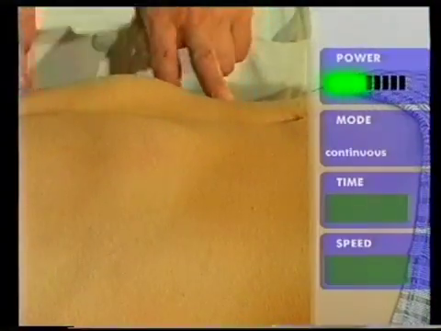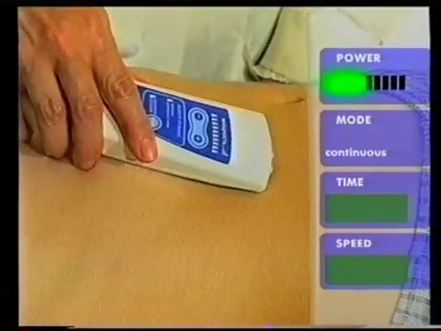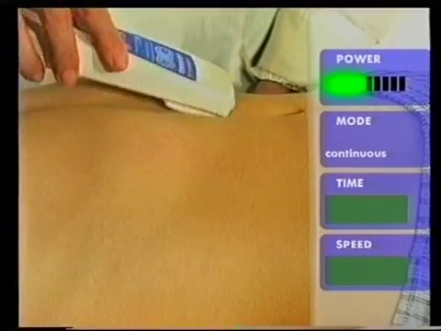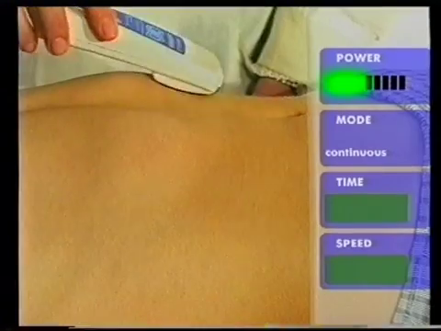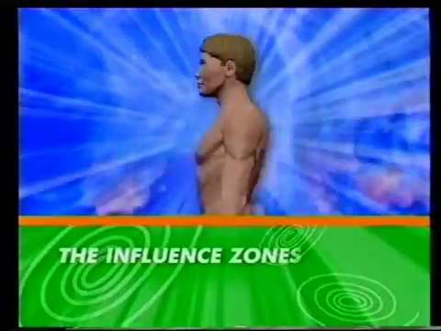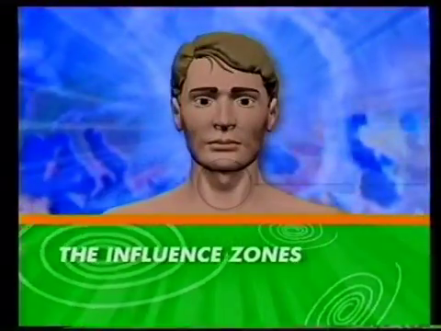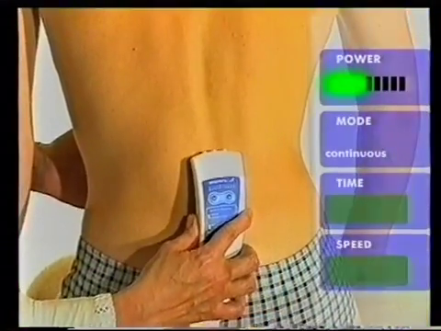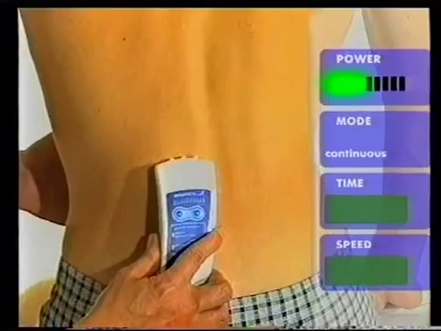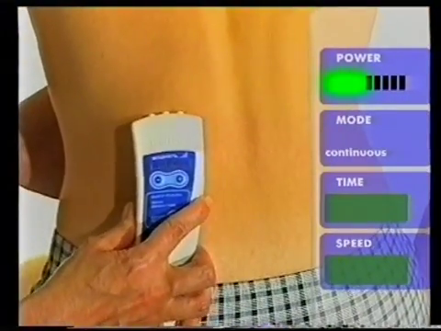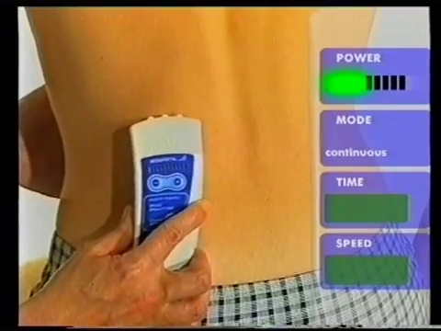The pancreas front direct projection is treated in continuous mode on comfortable energetic level till the significant decrease or complaint elimination. The pancreas back direct projection is treated in continuous mode on comfortable energetic level till the significant decrease or complaint elimination.